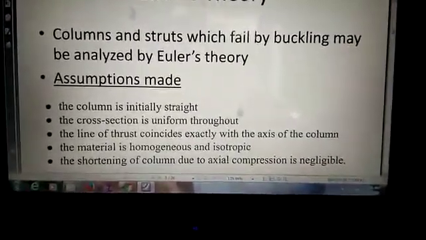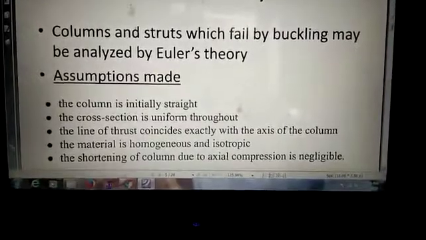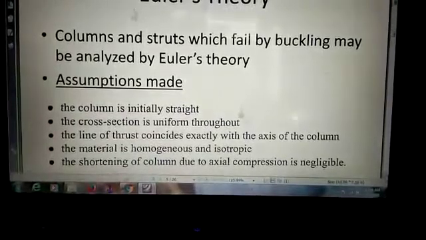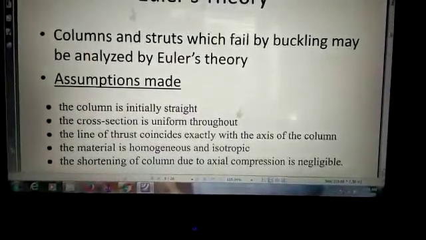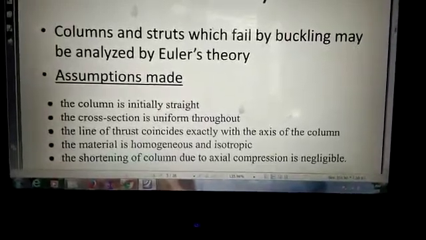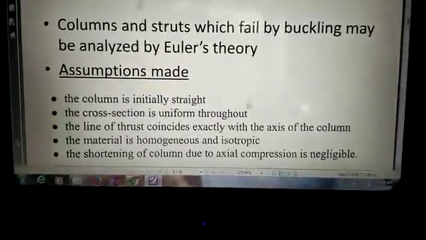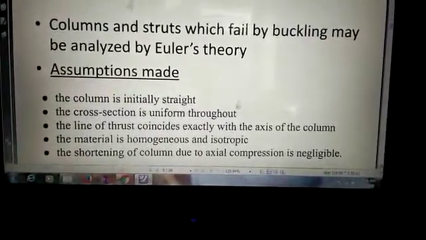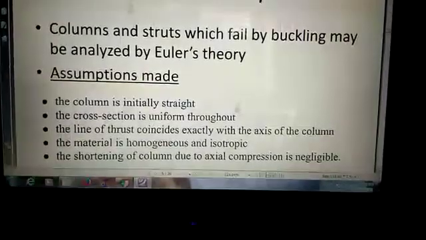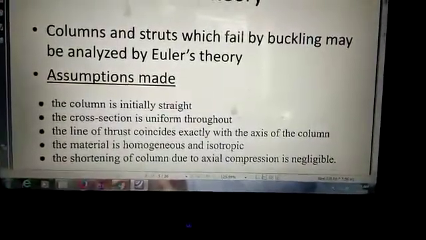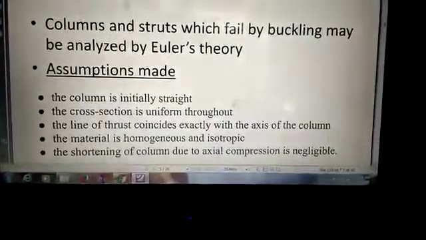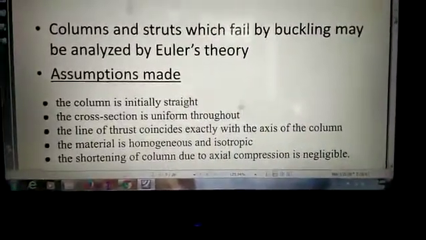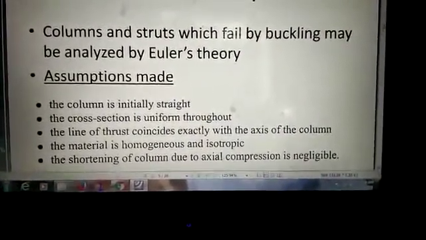The first assumption is the column is initially straight. We assume that the column is straight. The second assumption is the cross section is uniform throughout. There is uniformity in cross section throughout the length of the column. The third point is the line of thrust coincides exactly with the axis of the column. We assume that the line of thrust and the axis of the column are coinciding.